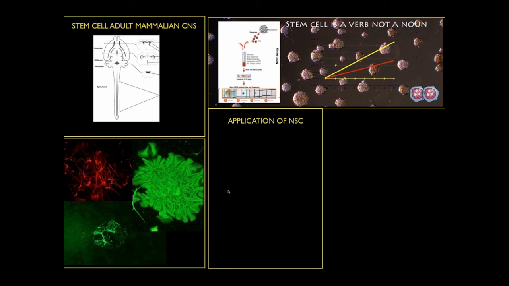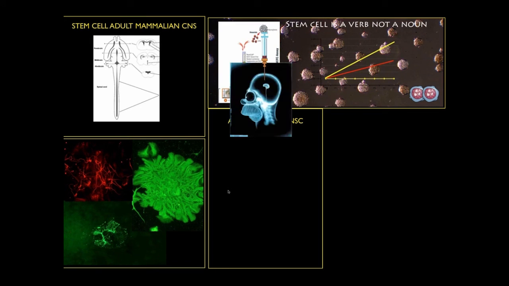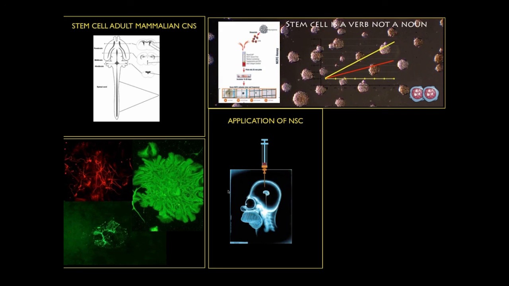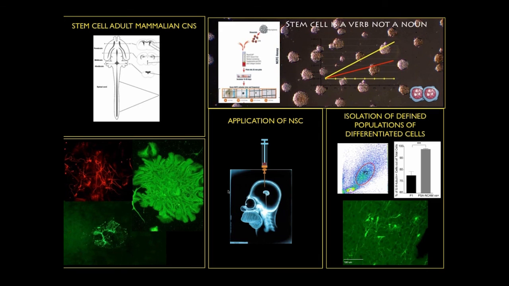When it comes to application of neural stem cells, because we can grow large quantities of these in tissue culture, one of the applications is transplantation. We virtually have an unlimited number of cells in tissue culture that can be used as a donor source for implantation. But for the field to move forward, and to move forward quicker, we need to be able to isolate defined populations of differentiated cells, be it neurons, astrocytes, or oligodendrocytes, and do the experiments where we determine what the correct ratio is for implanting.